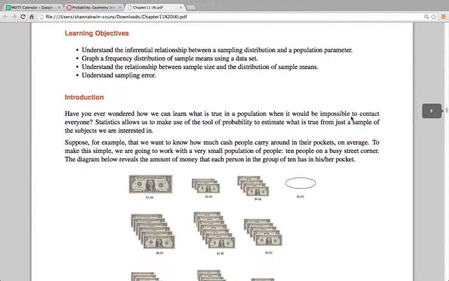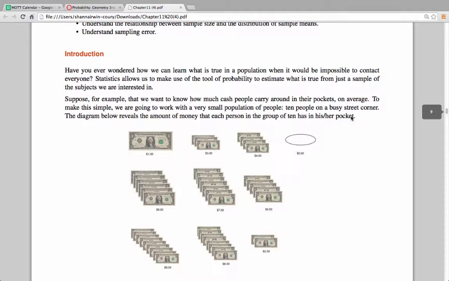Okay, so we're going to pretend for a moment that we have God perspective and we actually know the whole population. And we're going to assume that there are only 10 people in the population. For whatever reason, we still want to do sampling. These are all, of course, mixed up. So what we're looking at is the average of how much money people had in their pocket. And this is our whole population.